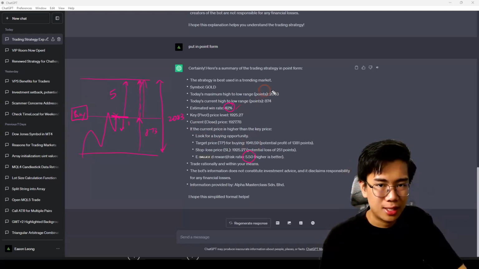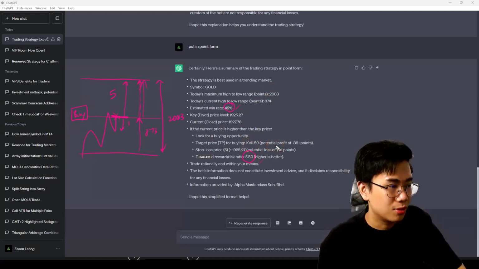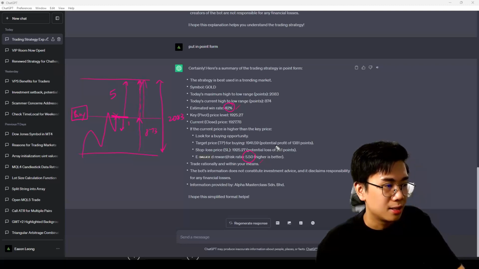42% chance of win rate, and then 5.5 of the risk reward. Okay. Type in the chat box, right? Just join, type in the chat. If you don't know, you can type no. If you think it's yes, type a yes.